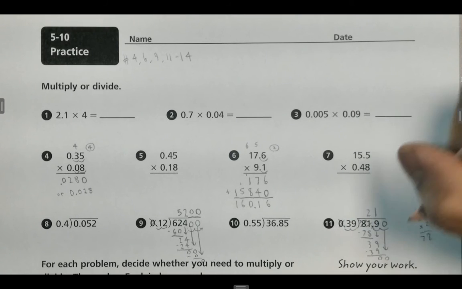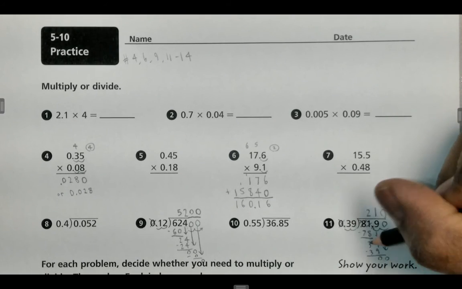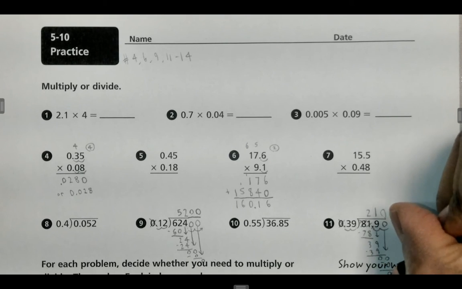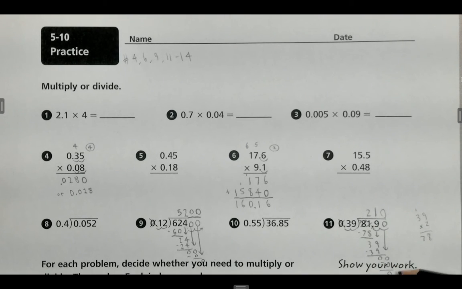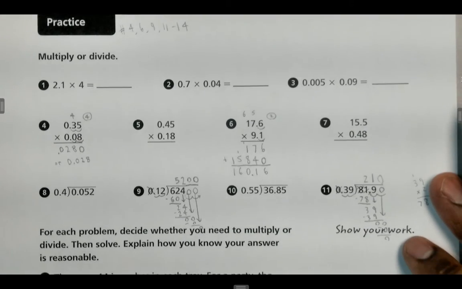To our bring down. 39 goes into 0 times. Multiply that out, subtract. Nothing left over, nothing to bring down. We have our answer. And now for the fun part.